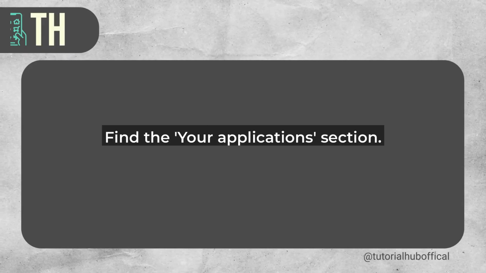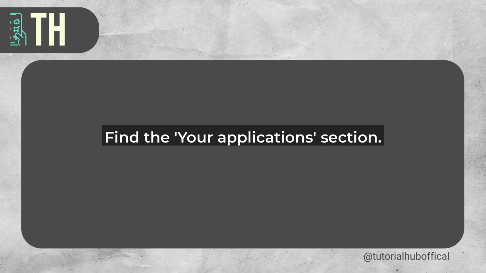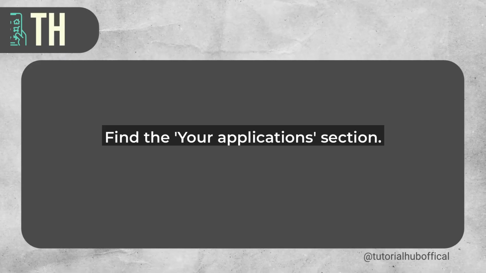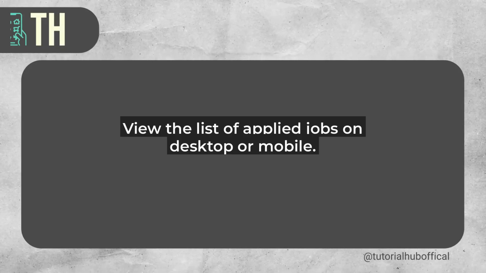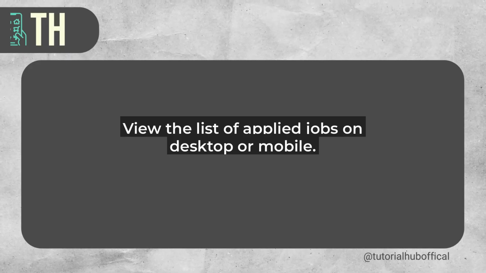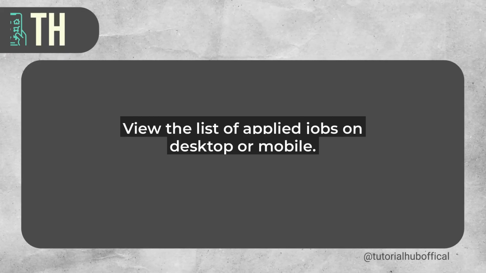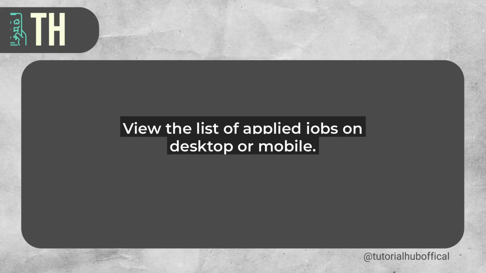Now, in the Jobs section, look for a subsection called Your Applications, or Jobs You've Applied For. On the desktop version, this might appear on the left-hand sidebar under Job Seeking Options. If you're on mobile, tap the menu icon, scroll down to Jobs, and select Applied Jobs. LinkedIn has made this super user-friendly in 2025, with a dedicated page that lists all your applications in one place.